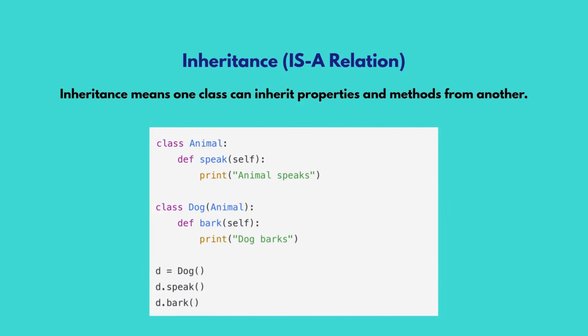Now in the animal class I have a speak method, and in the dog class I have a bark method. I have not created a speak method inside my dog class, but I'll be able to access it because I'm inheriting the animal properties. So I've created the dog object, d is equal to dog, and then I'm doing d dot speak and d dot bark, and it will be able to print both.